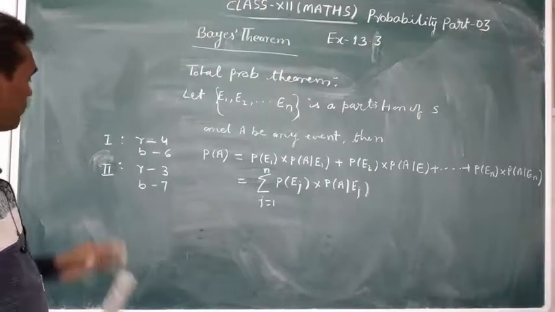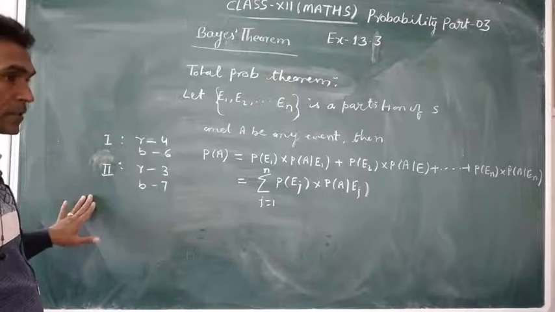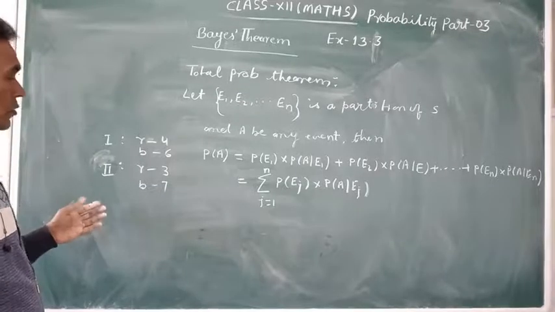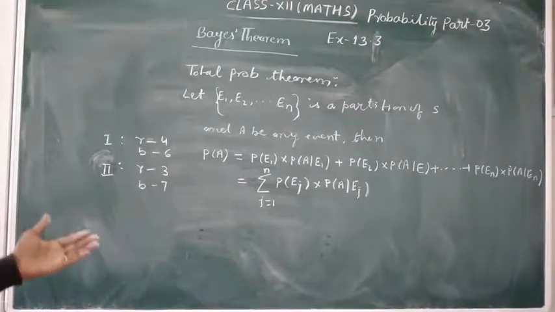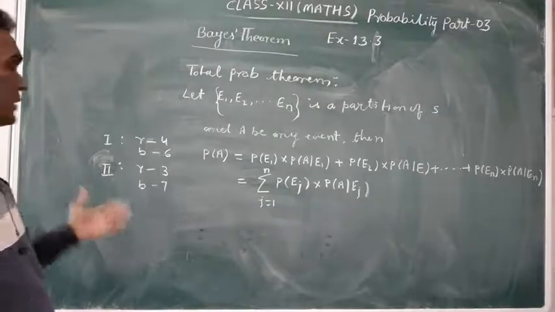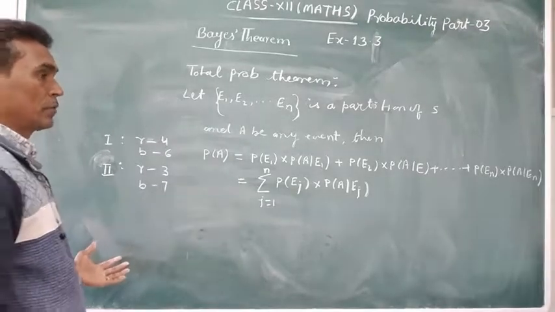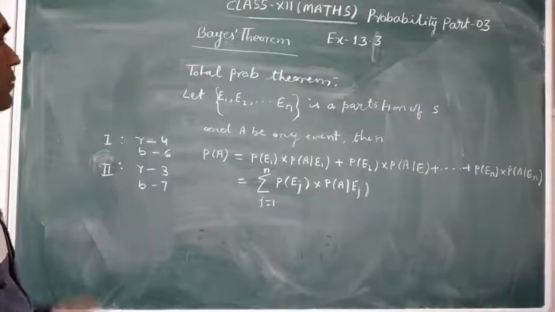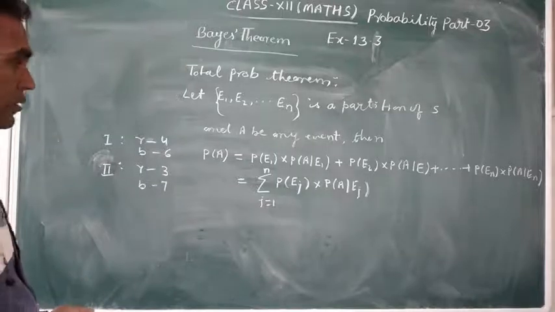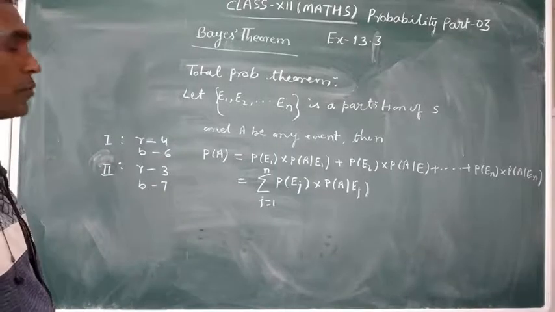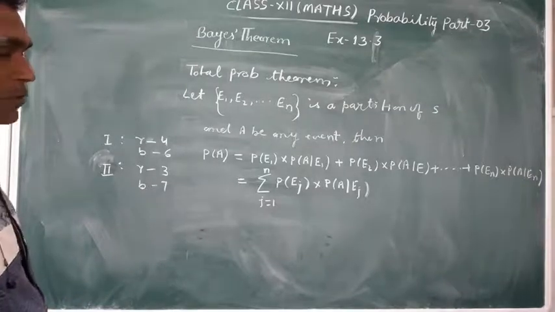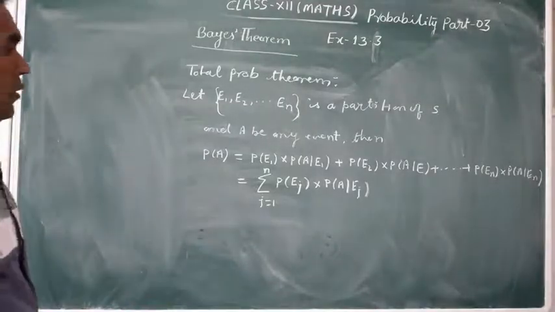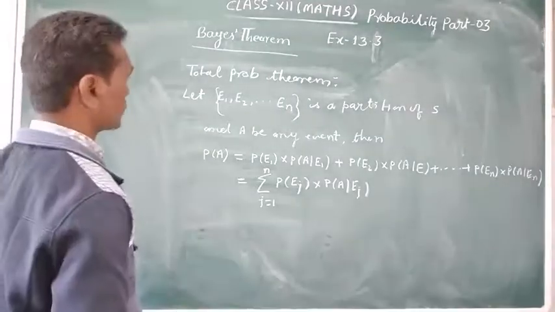Here the sample space is divided into two parts. We can select either bag 1 or bag 2. We know the drawn ball is red. In that situation, we have to find the probability of the bag from which the ball is drawn. This type of question we solve with the help of Bayes theorem. So Bayes theorem is very useful for solving this type of question. There are many questions in your textbook. So this is the total probability theorem.